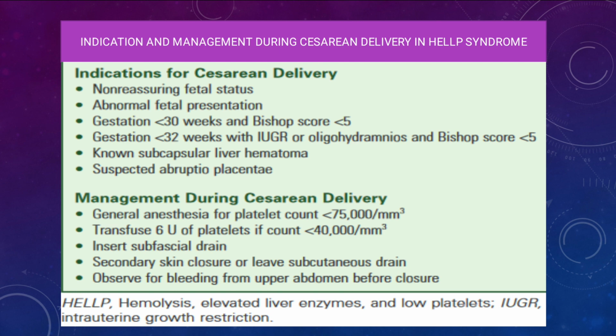Indications and management during cesarean delivery in HELLP syndrome. Indications: non-reversible fetal status, abnormal fetal presentation, gestation less than 30 weeks, less than 32 weeks with IUGR, oligohydramnios, known subcapsular hematoma, suspected abruption. Management during cesarean delivery: general anesthesia if platelet count is less than 75,000. Transfuse 6 units of platelets if count is less than 40,000, insert subfascial drain, secondary skin closure, observe for bleeding in the upper abdomen before closure.